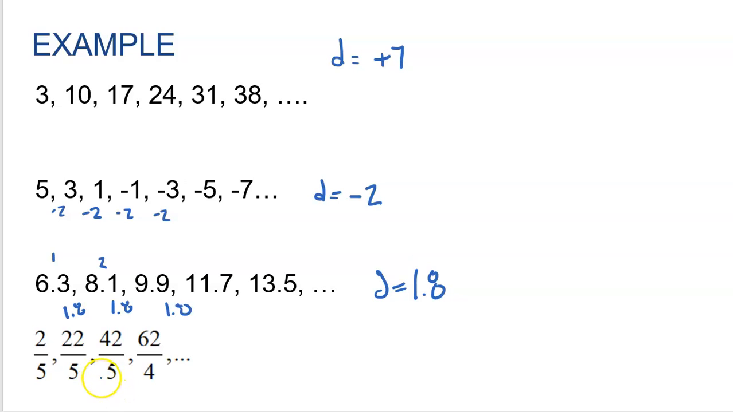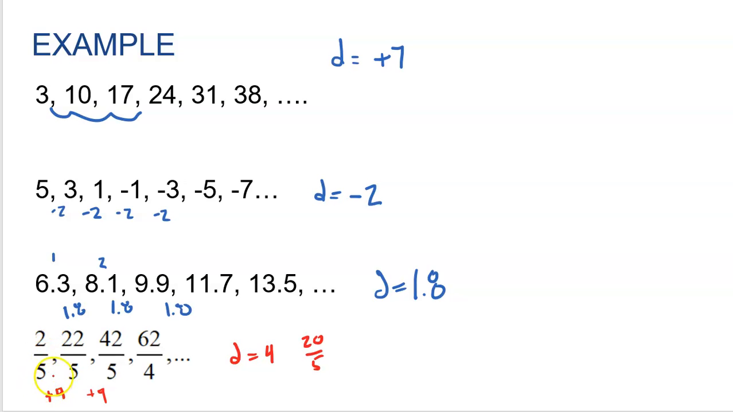And the last one we have here is with fractions. So again, with whole numbers, it's easy. Plus 7, plus 7, plus 7. But with fractions and decimals, sometimes it's a little bit harder to see what that constant rate of change is. So just subtract and find the difference between any two consecutive terms. So 22 fifths minus 2 fifths is a difference of 4. Up 4. 42 fifths minus 22 fifths, a difference of 4. I'm adding 4. And you can even look at that common difference of 4 as 20 fifths. That actually might make it a little bit easier to see.